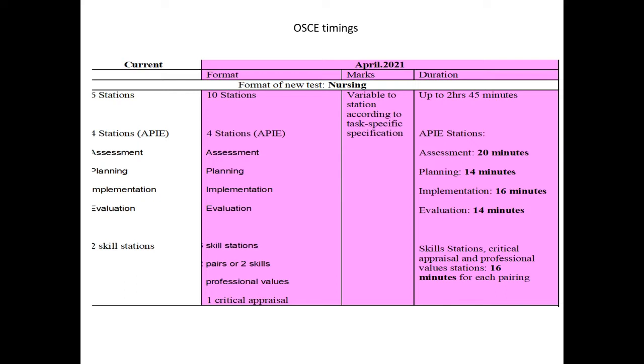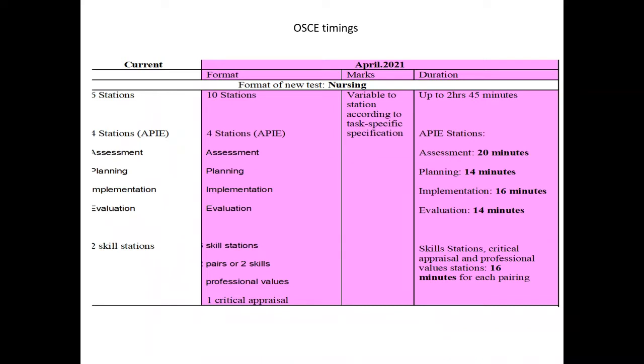And then you've got your evaluation, which is also a 15-minute station. Here it is a written station, just like planning. You're tasked to complete a document, which can either be a transfer letter or a discharge letter, giving an overall picture of how your patient is so that the care can be continued, like a handover.